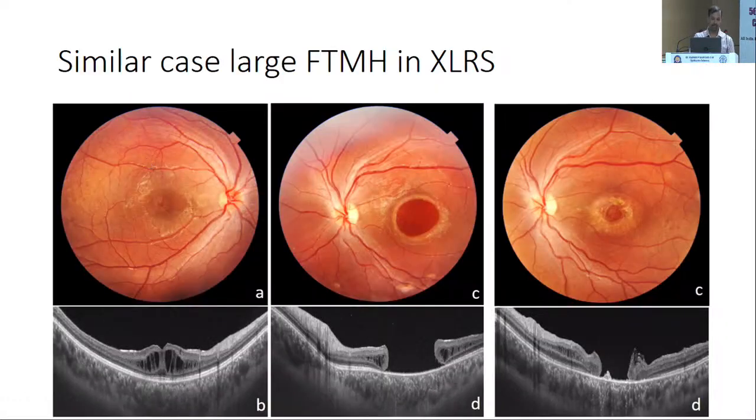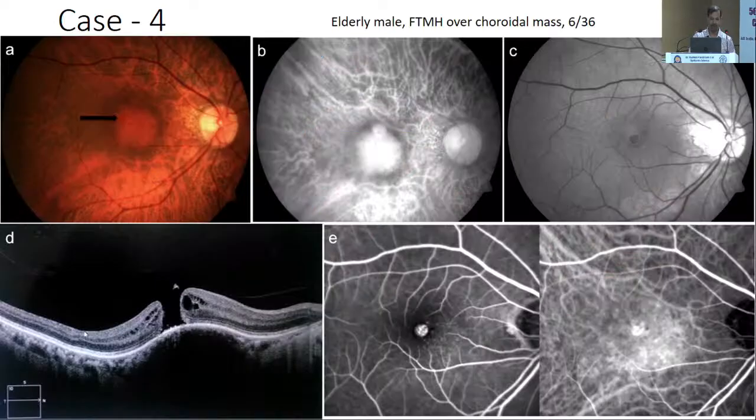We subsequently had similar cases of large full thickness macular hole in X-linked retinoschisis, on which we undertook surgery. This was a very large hole which did not close fully, but the hole decreased in size, and the patient had a gain of vision, though only a very small gain of 1 line only.